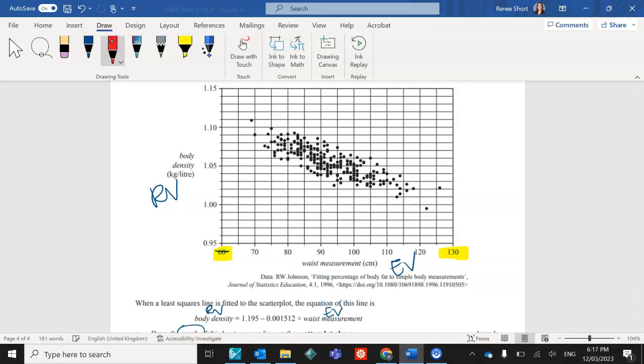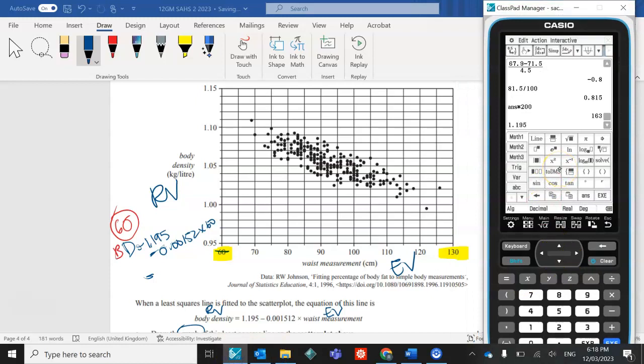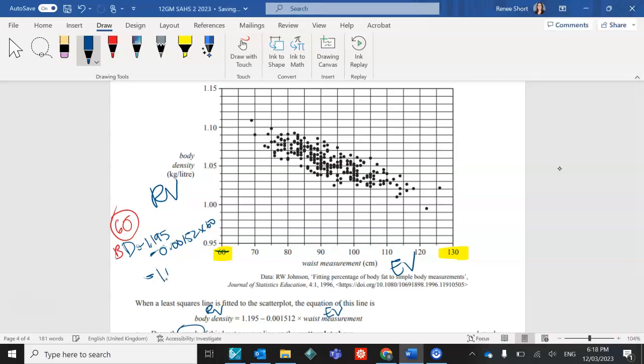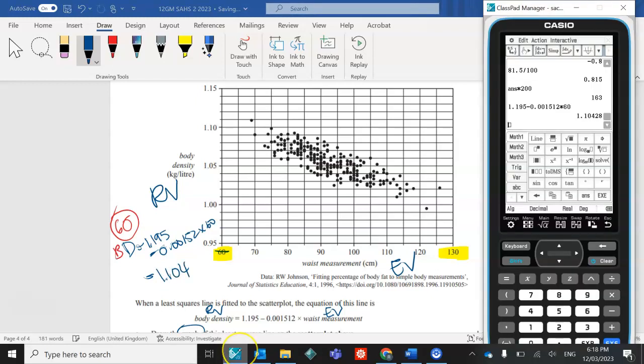So first of all, we're going to find the body density when waist is 60. And that means I'm taking my rule and I'm doing 1.195 minus 0.001512 times 60. And so I get an answer of 1.104. What did it end with? 28.